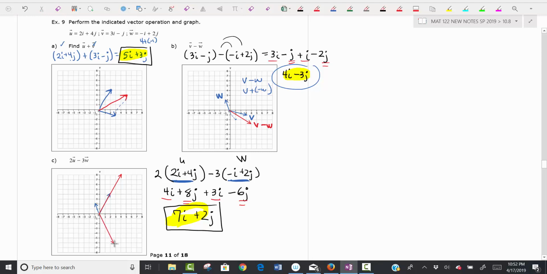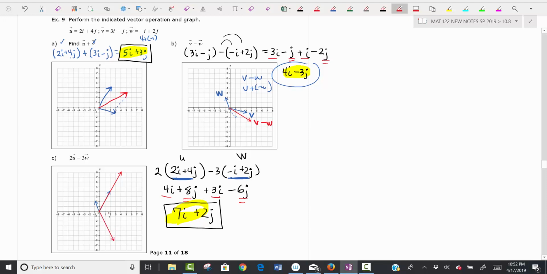Okay, so I think I'm getting that right. There we go. All right, what did that do? It tripled the length and changed the direction. So we have that.